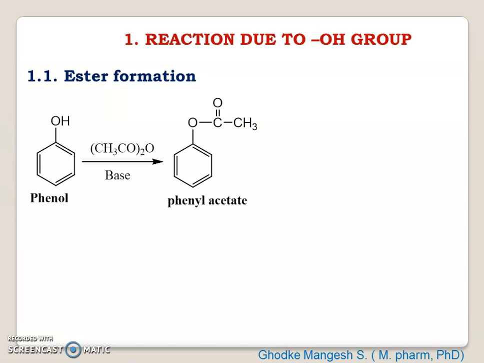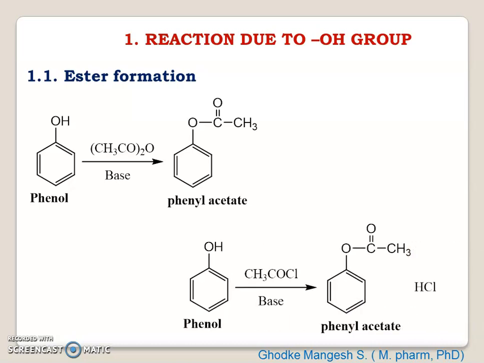When phenol is reacted with acetic anhydride in the presence of base, it will form phenyl acetate. And when phenol is reacted with acetyl chloride in the presence of base, it will give phenyl acetate plus HCl.